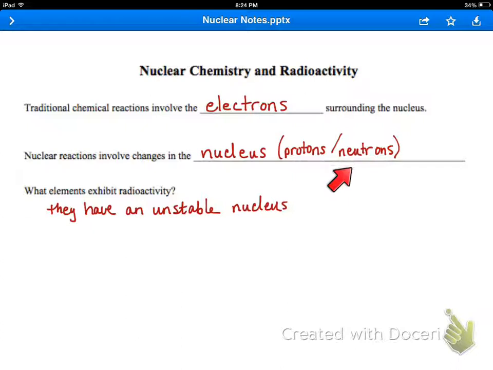So why do some elements display radioactivity? Why are they reactive and other ones are not? The ones that are radioactive have what we call an unstable nucleus. So there's something about the number of neutrons and protons that makes it unstable. So it will rearrange until it is stable.